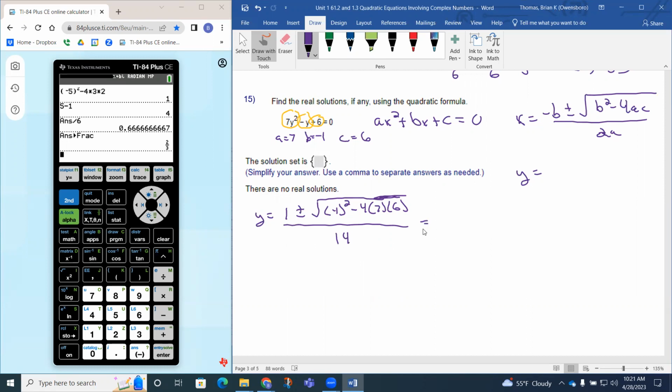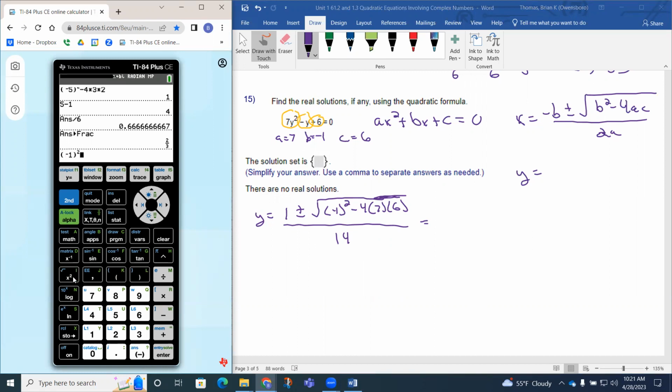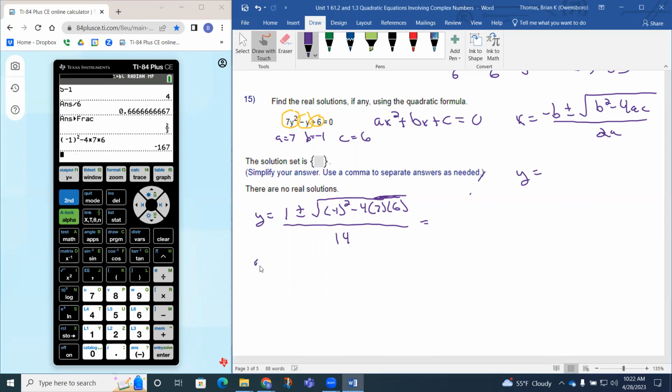So to do this, we have to do what's inside the radical, which is called the discriminant. So we have in parentheses this negative 1 squared. And again, the parentheses are required there, because if you don't do it, then the calculator is going to give you a negative answer, but we know that a negative times a negative is actually a positive. So minus then this 4 times the 7 times the 6. That's how we get this negative 167. So y is going to equal then 1 plus or minus the square root of negative 167 over 14.